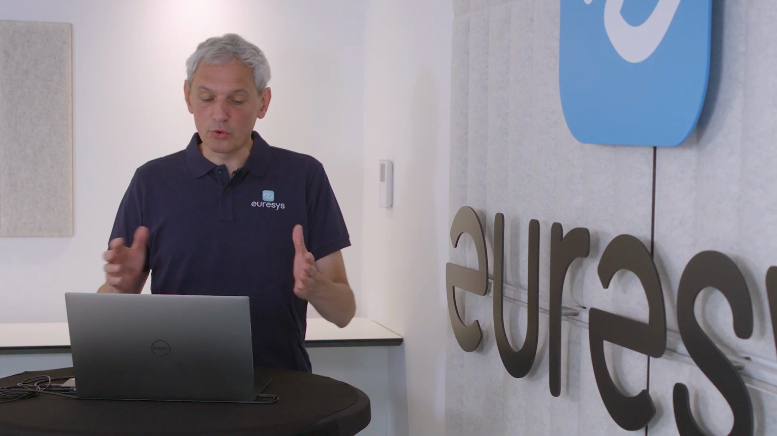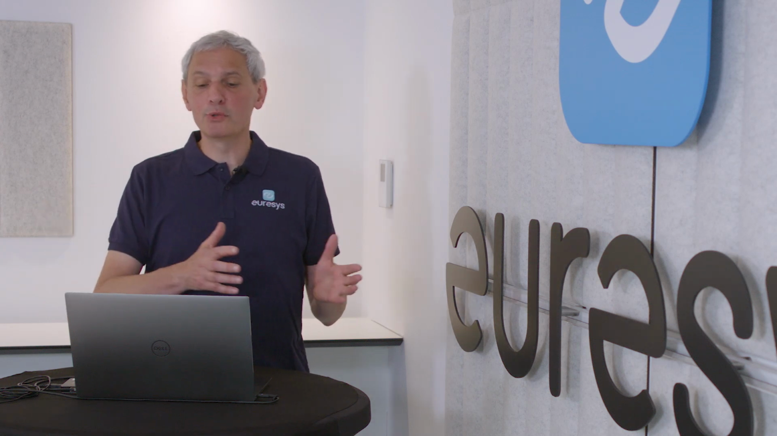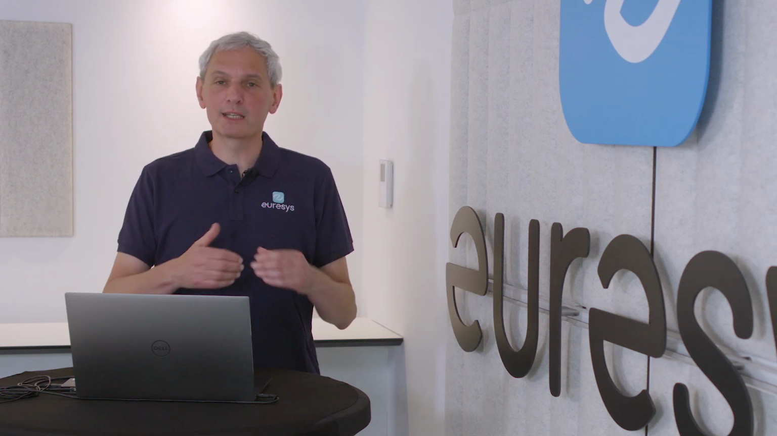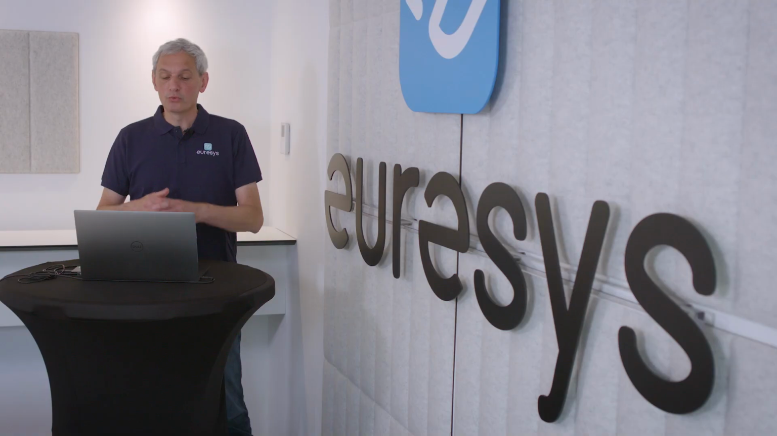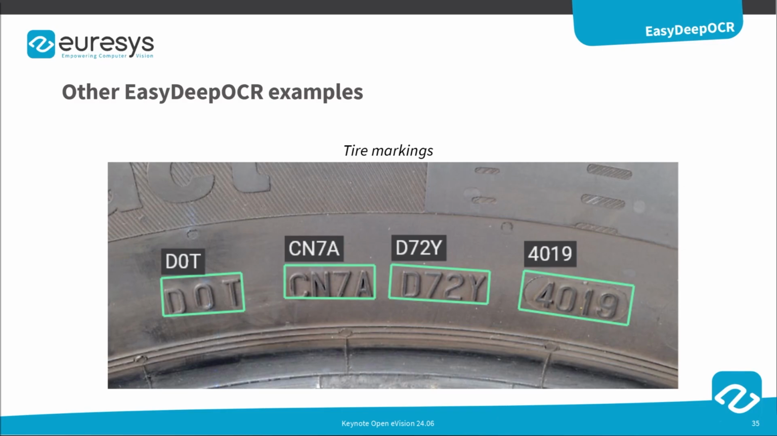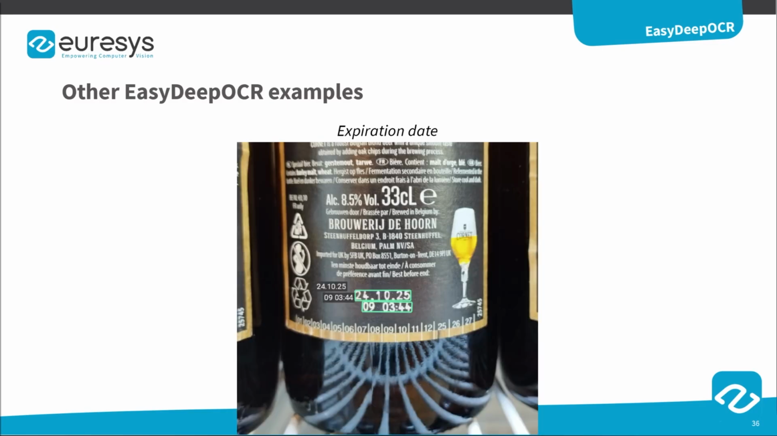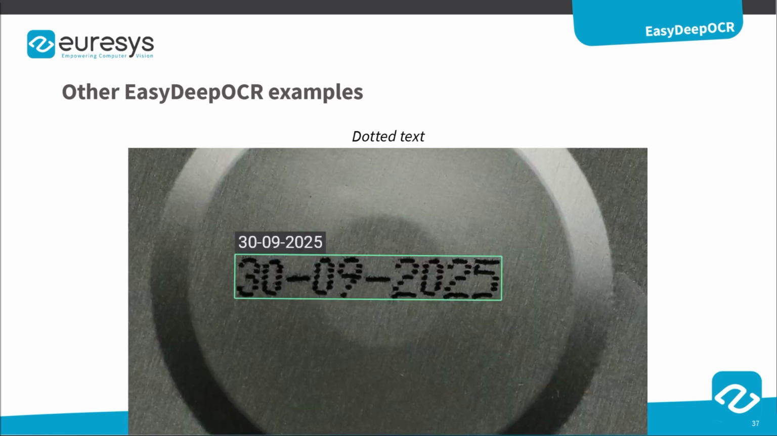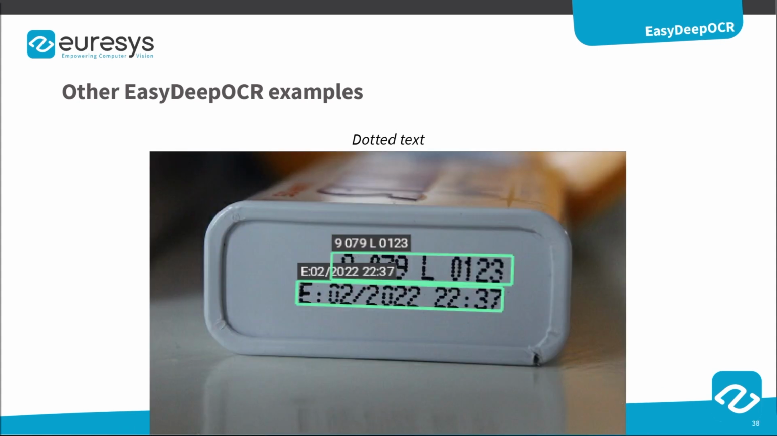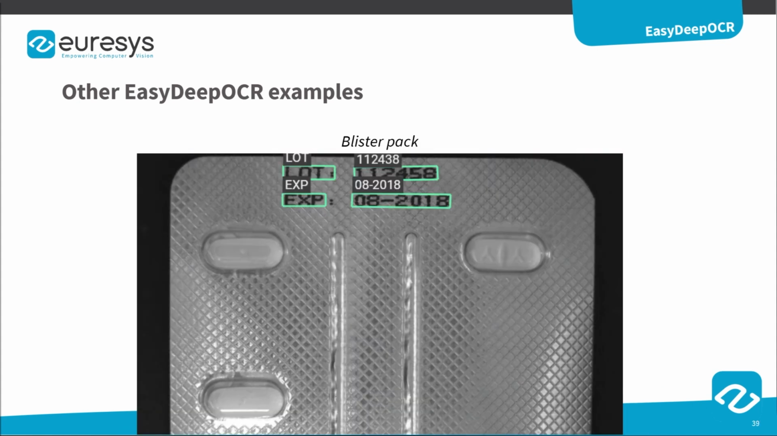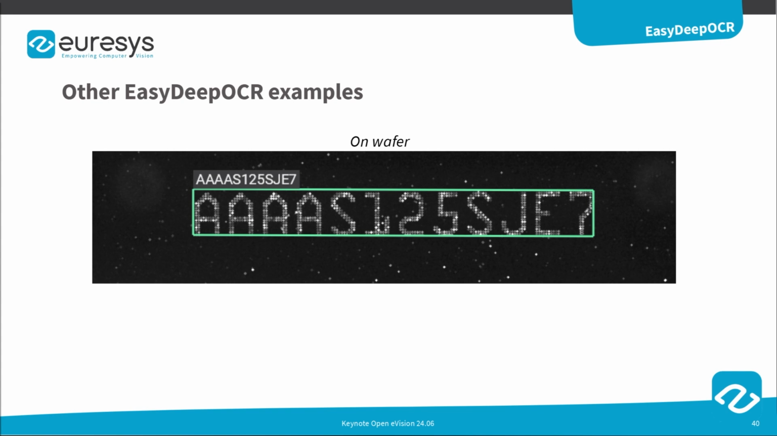Thank you, Xavier. Of course, it's not limited to the delivery slip. There are a lot of different contexts that can be addressed with EasyDeepOCR. For example, here we have a tire marking example, also an expiration date on a food product, some dotted text on a product, again dotted text on a package, some expiration date and lot number on a pharmaceutical blister pack. And finally, here, a very specific font used for wafer marking.